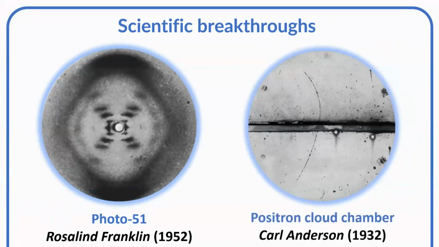So we can see Photo 51. It was the first time the double helical structure of DNA was discovered, by Rosalind Franklin. Another one is the positron cloud chamber image by Carl Anderson. This was the first ever proof of antimatter. So these are big breakthrough scientific discoveries that took place, which actually signify the importance of images in not just being supplementary to the material, but actually being the result themselves.